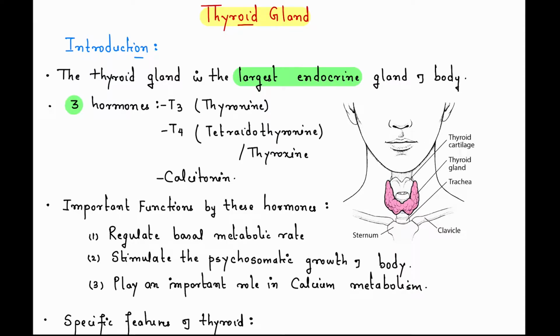Today we are going to discuss the thyroid gland. We will discuss the anatomy part, not the physiology. So we will not discuss physiology functions or microscopic structures. Starting with the introduction, the thyroid gland is the largest endocrine gland of the body.